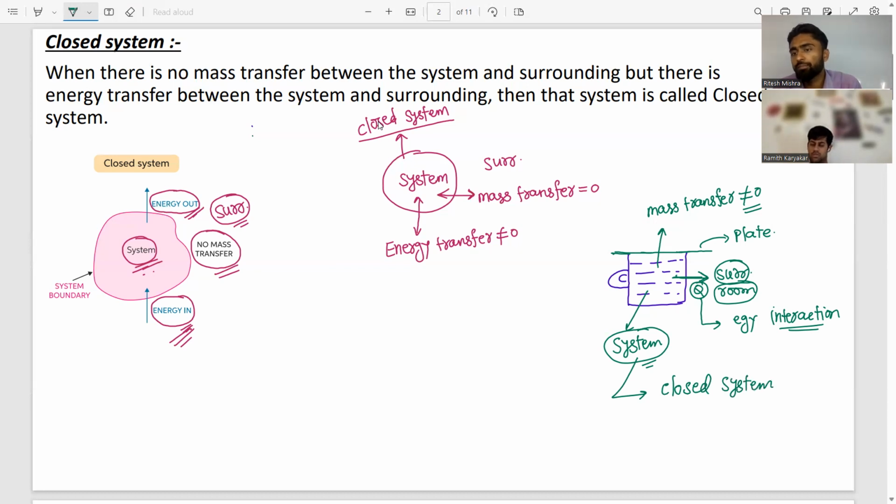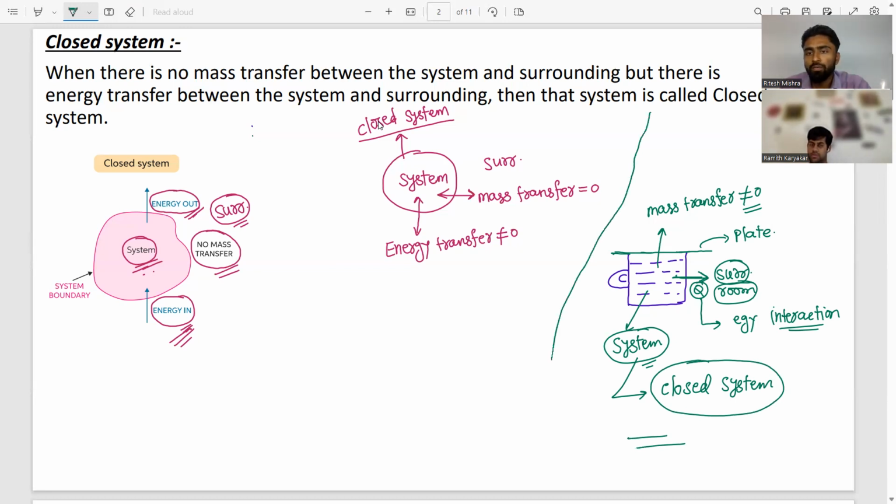Closed system. I hope you understand this concept. You understood this concept? Yeah. This is the example of closed system.